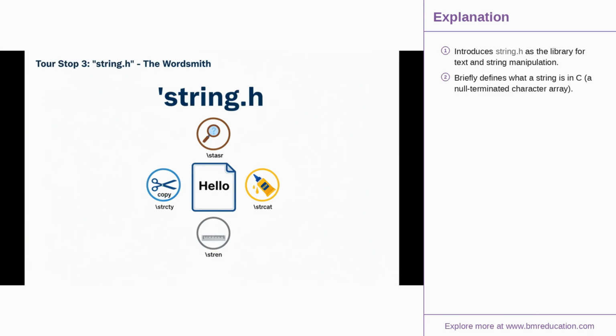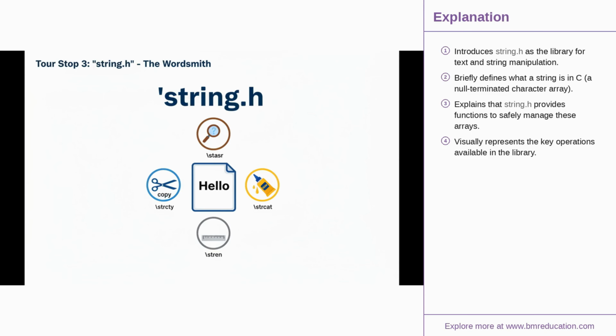Moving on, let's explore string.h, the indispensable toolkit for text manipulation. In C, a string is just an array of characters ending with a special null character. Directly manipulating these arrays can be tricky and error-prone. String.h provides a suite of safe and efficient functions to handle everything from copying and concatenating to comparing and searching strings.